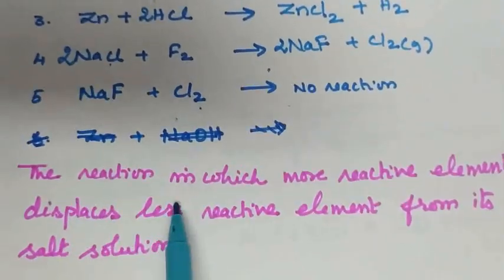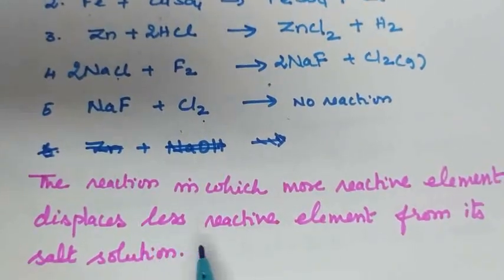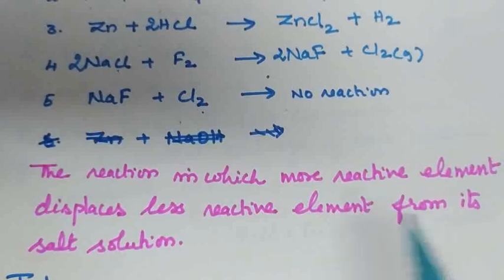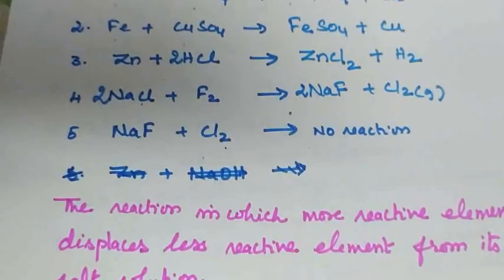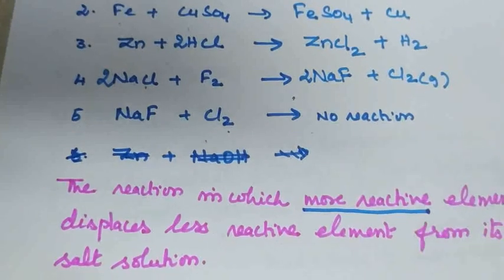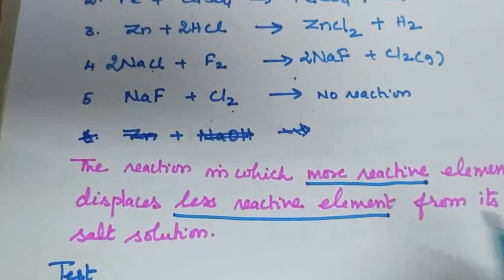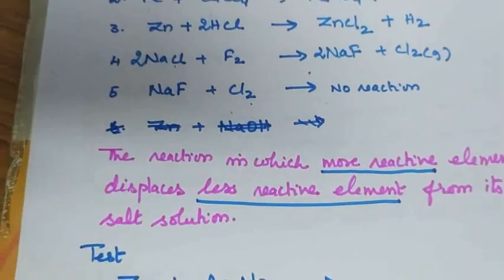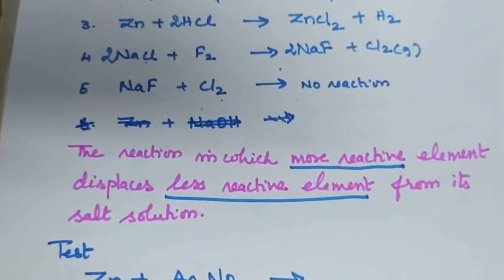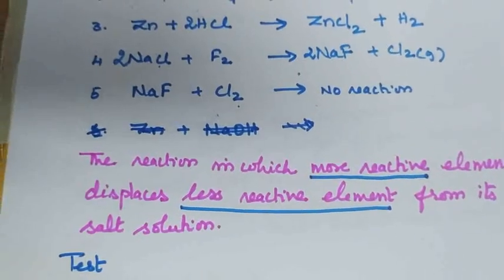The reaction in which more reactive element displaces less reactive element from its salt solution. So that is displacement reaction. The key word is more reactive element displaces less reactive element. More reactive, less reactive. So the reaction in which more reactive element displaces less reactive element from its salt solution.